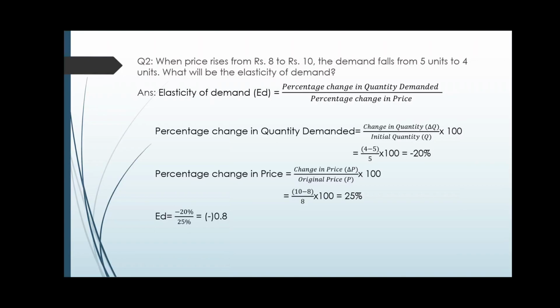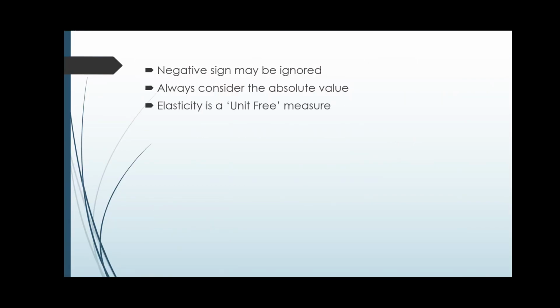Then percentage change in price is to be calculated. The price was rupees 8, which rose to rupees 10. So 10 minus 8 divided by 8 into 100, you will get 25%. And then you will put these two in this formula of elasticity of demand, and then you will get your answer as 0.8.